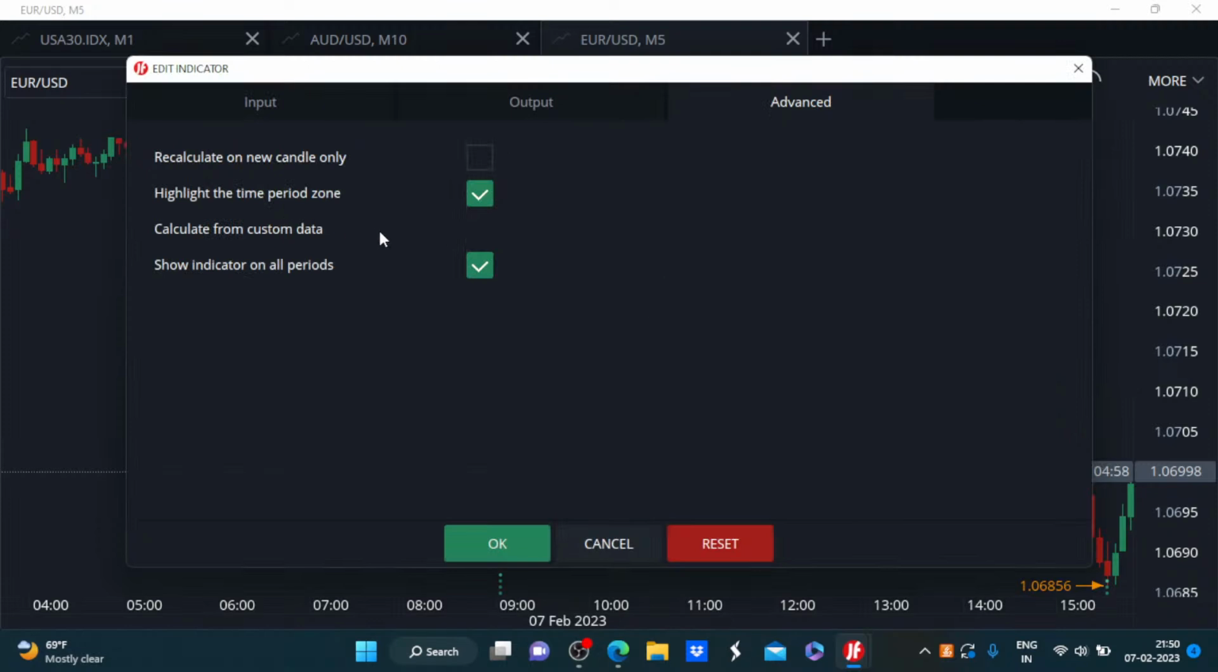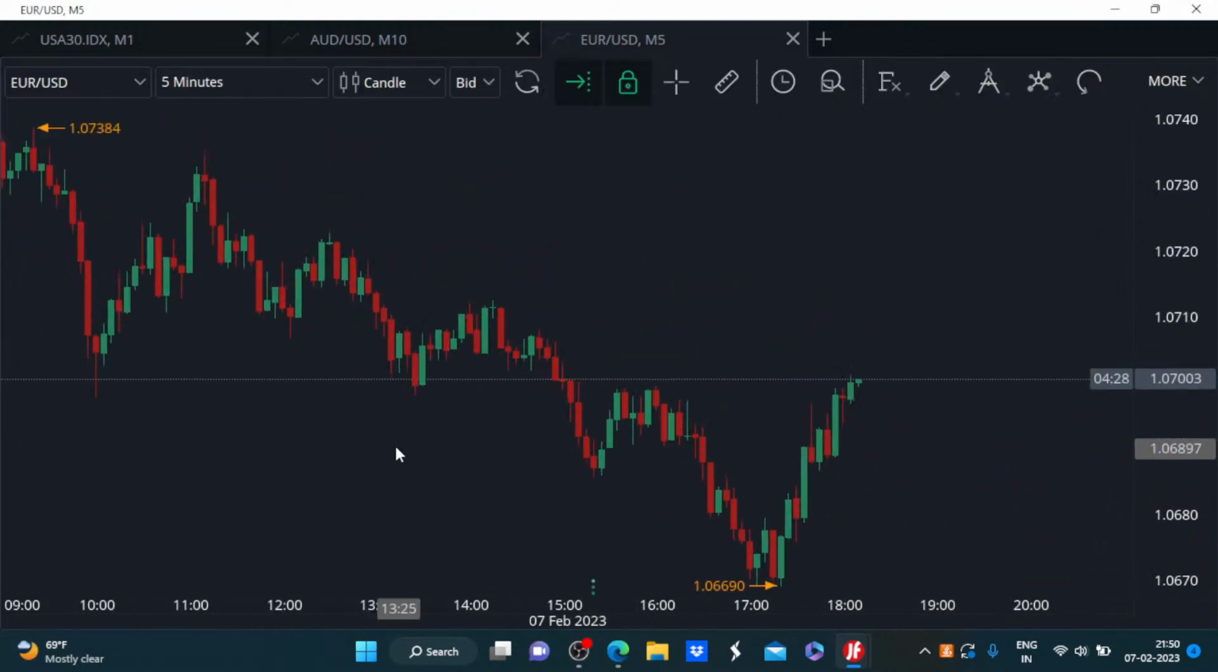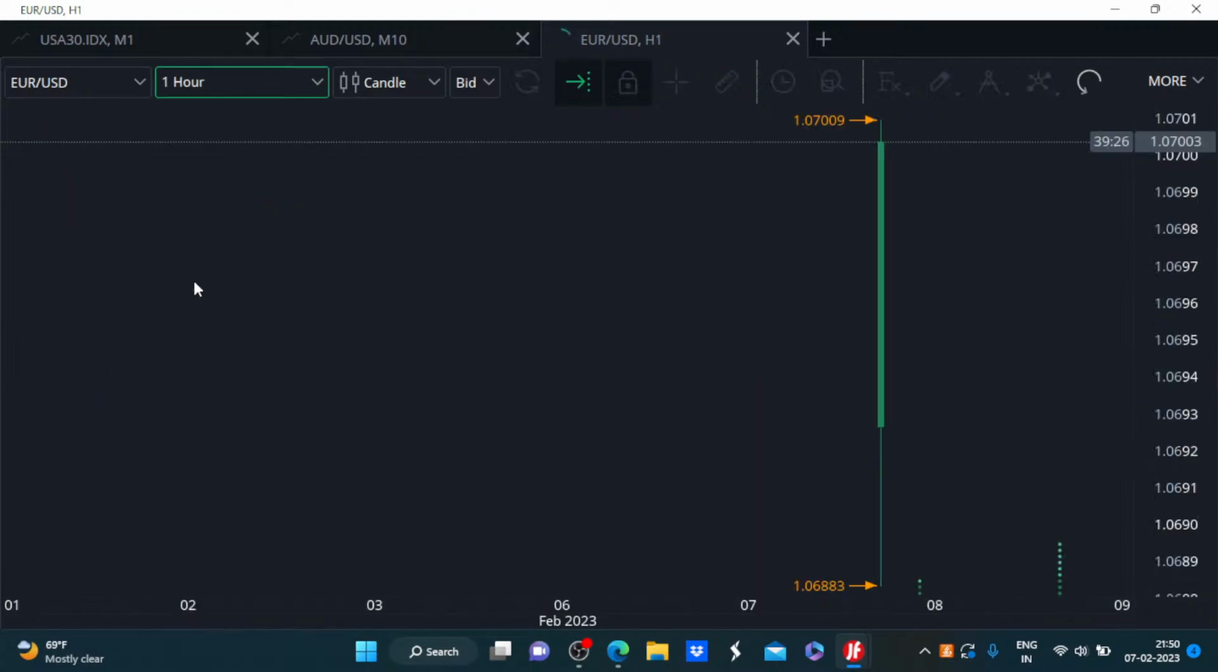Calculate from the custom data. You can calculate, you can customize, but not for this pattern because this has been disabled. There is nothing to customize in terms of the input. Show indicator on all the candle periods. If you want this pattern to be recognized on all the candle periods you are using, whenever you are changing the chart, you have to click on this option. Else you can specify on which particular candle period you want this formation to appear on the chart, to be recognized on the chart, and only on those time frames it will be recognized.